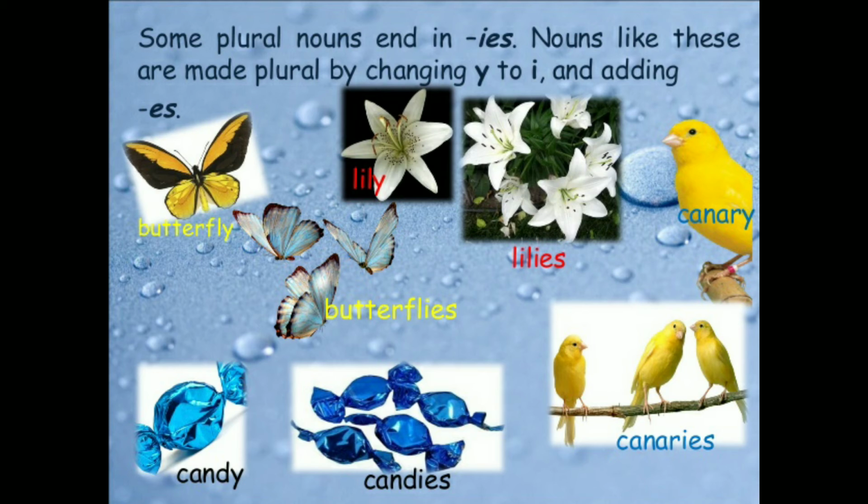इसमें अगर कोई भी वर्ड Y से एंड होता है तो Y निकाल के हमें IES ऐड करना है टू मेक इट प्लूरल. प्लूरल बनाने के लिए we will add IES. Okay, let's see more examples.